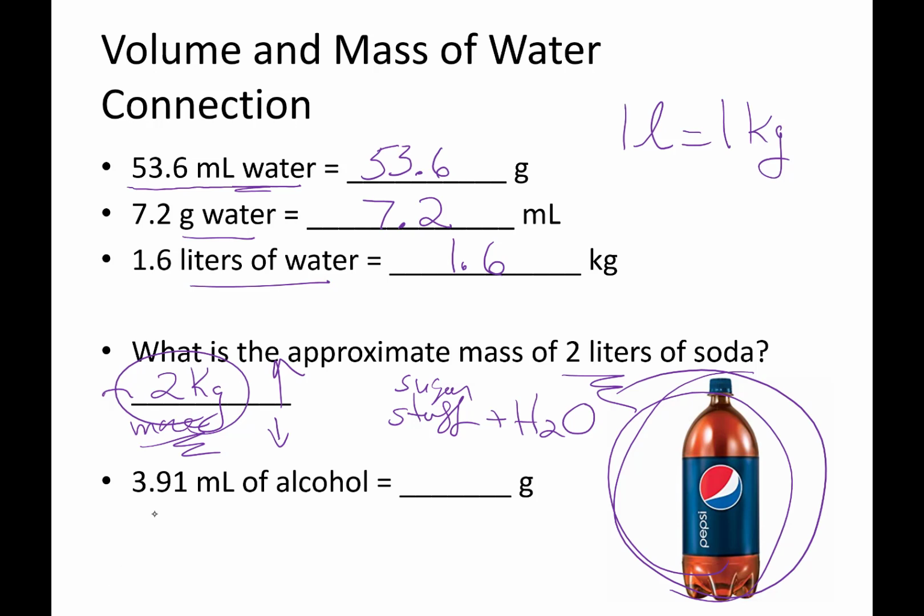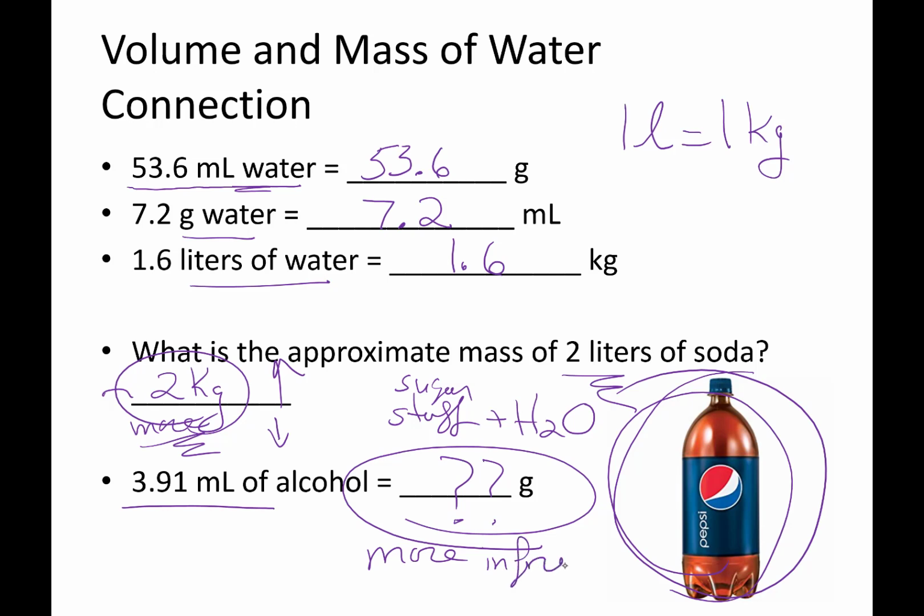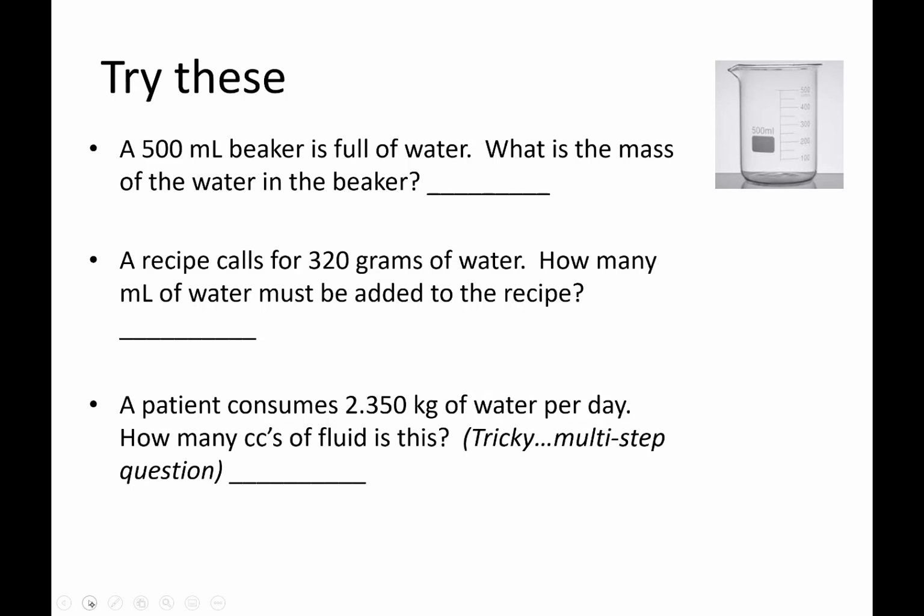What if you got asked this question? I've got 3.91 milliliters of alcohol. What's its mass? And the answer is, I don't know. We need more information, and the more information that we need has to do with the kind of alcohol we're talking about, its density, and that's why in future lectures and talks we're going to talk about density and things like that. Because remember, this only works for water. Water is the thing that these connections work for. All right, hit pause, go through these, make sure you've got this down, and then we'll come back and we'll do these together.